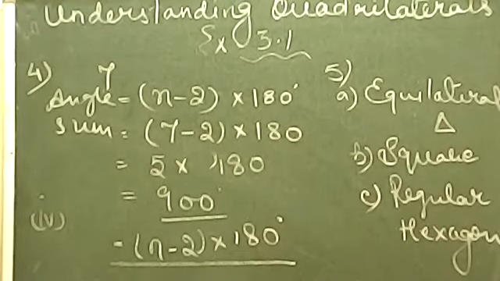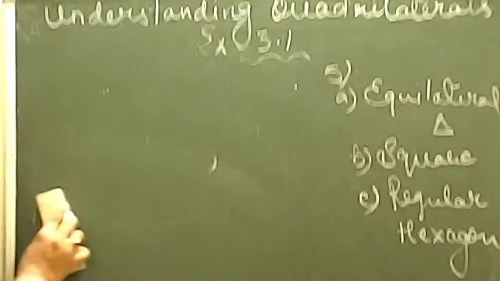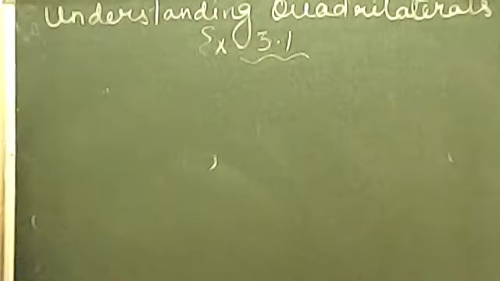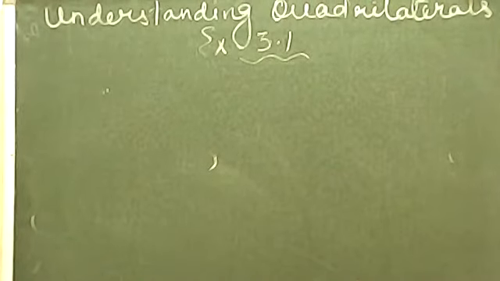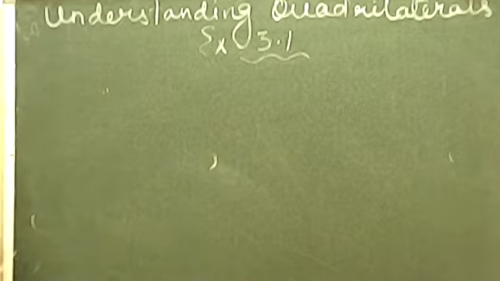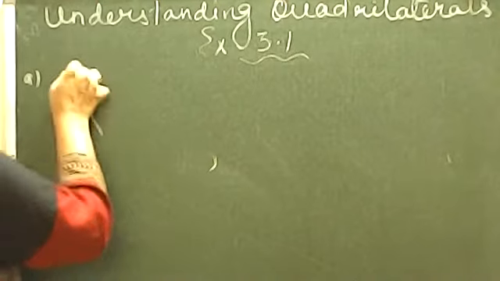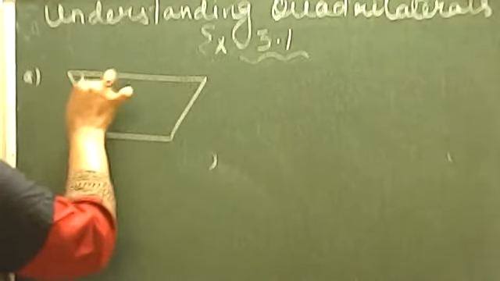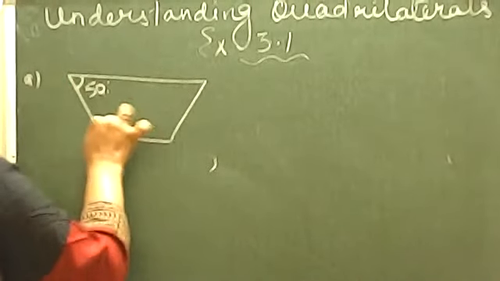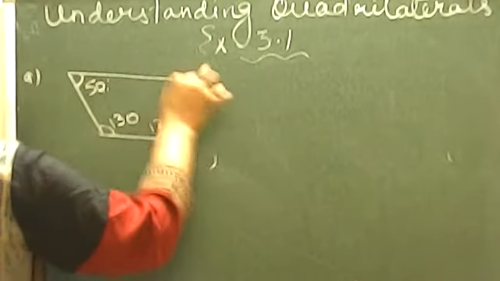Now beta, question number 6 is telling you to find out the missing angles. The diagrams are given to you and you have to find out the value of x, which is the missing angle. The first one, you can see the figure is drawn this way, and this angle is 50, this angle is 130, this angle is 120 and this one is x.